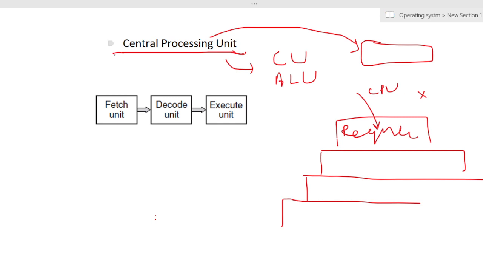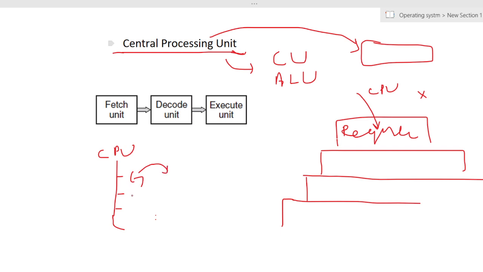So for the CPU to execute any instruction, there are some registers that the CPU holds. Let me tell you some of them. Firstly, there are general purpose registers. These registers store the values of temporary variables and key variables, which are required for the execution of the particular instruction that it is executing.